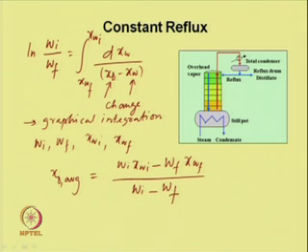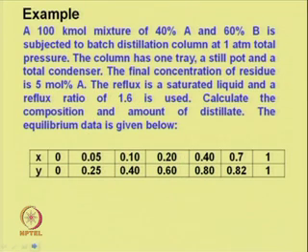Let us consider an example of how to solve these problems. A 100 kilomole mixture of 40% A and 60% B is subjected to batch distillation in a column at 1 atmosphere total pressure. The column has only one tray, a steel pot and a total condenser. The final concentration of the residue is 5 mole% A. The reflux is a saturated liquid and a reflux ratio of 1.6 is used. Calculate the composition and amount of distillate.